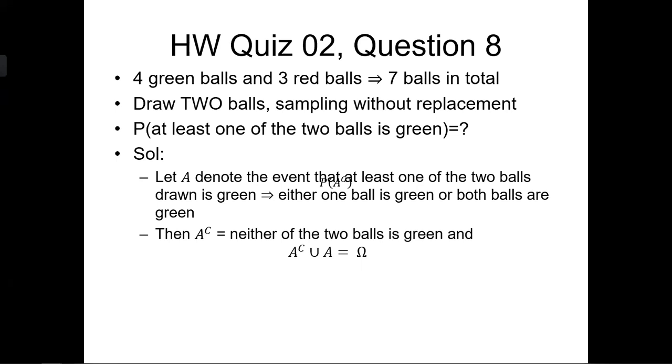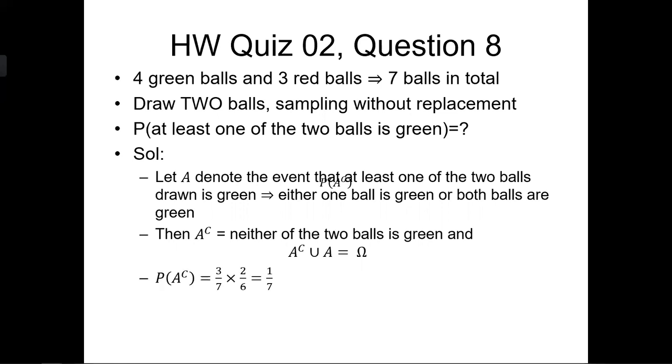Yes, 3/7. Perfect. So 3/7. Now, how many balls do I have left in total? Six. Yes. And then how many red balls do I have left? Two. Yes. So the other probability, to pick out the second red ball, should be 1 over 6. Perfect. Good job.